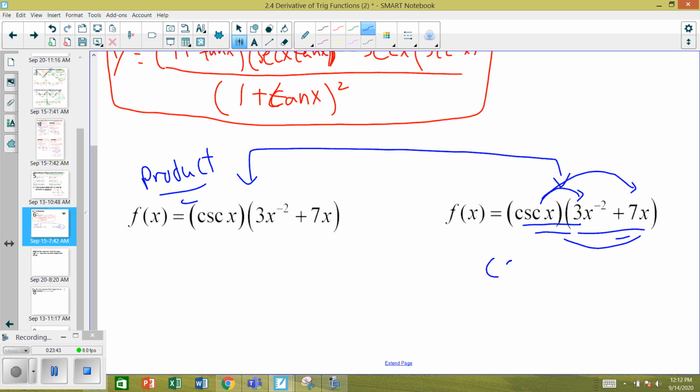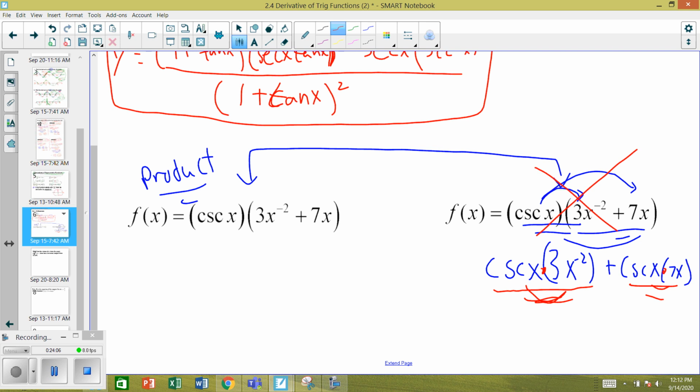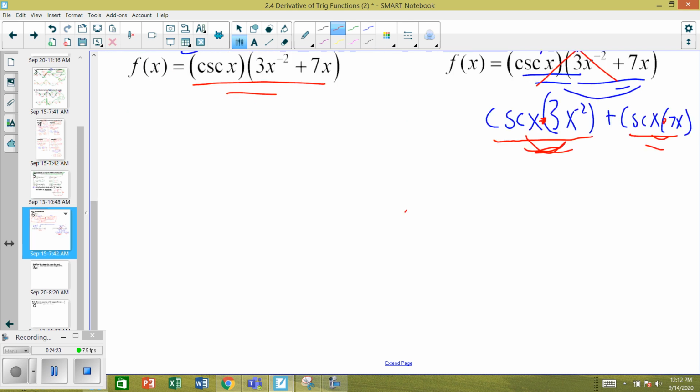If I distribute this, this is going to be the cosecant x of 3x to the negative 2, and then plus cosecant x times 7x. But then you notice if I want to take the derivative of this quantity and the derivative of this quantity, they are again two products. And I'd have to do product rule twice. That makes doing this method completely unreasonable. So distributing doesn't always make it a little bit simplified. That's only if they're all polynomials. So in this case, doing the product rule is probably the most simplified version of it. So I wouldn't distribute. Again, that's just going to cause you to do the product rule double time.